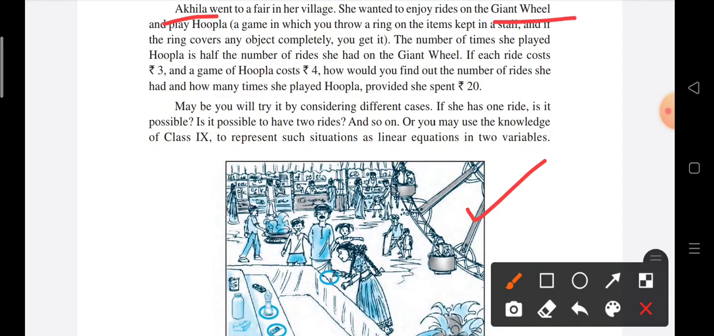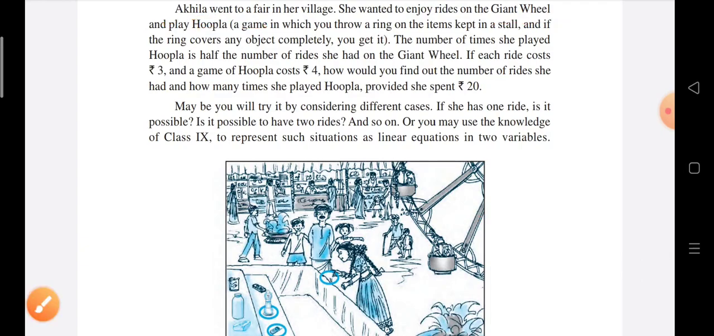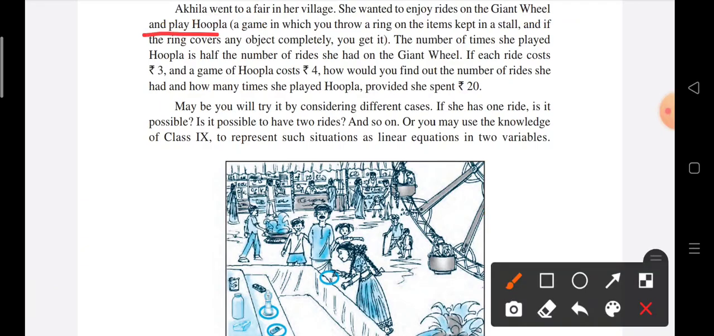What is hopla? Hopla is a game in which the person is provided with a ring, and he or she has to throw it on the items kept in the stall. If the ring covers that item completely, you will get it. So the game is shown over here. The ring is in her hand, and the items are placed over here in the stall. If she throws it and the ring covers the item, she will get it.